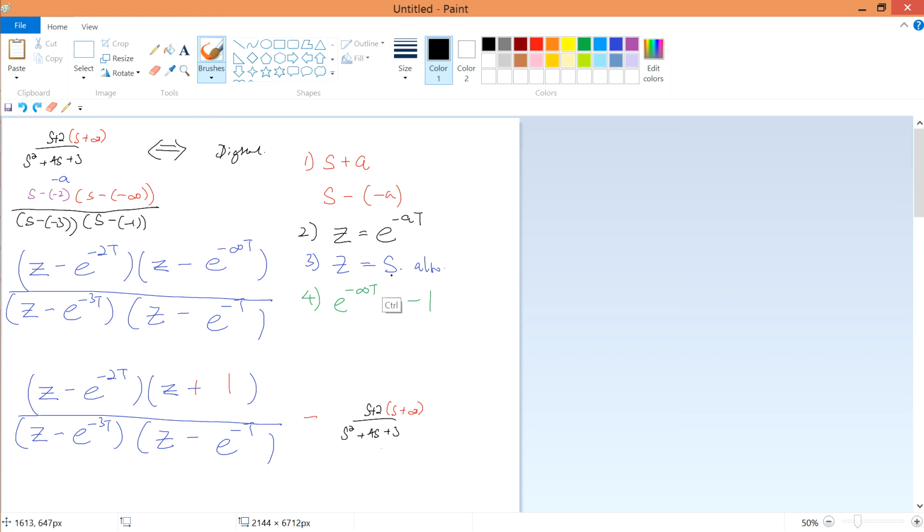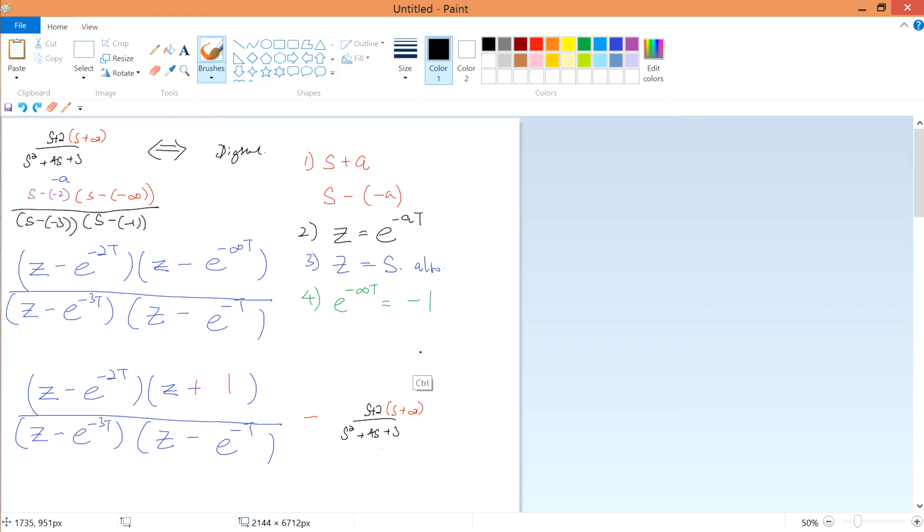Next is e to the minus infinity t is equal to -1 by the unit circle type of explanation. It's somewhere over here. In the S domain you go to infinity imaginary and you just keep on looping around, but the furthest you can go is -1 from the +1 region, so to speak.